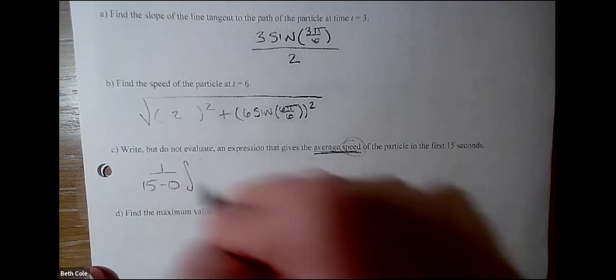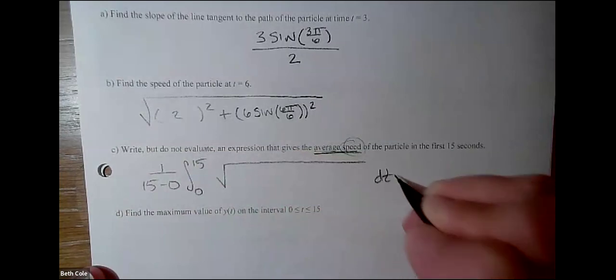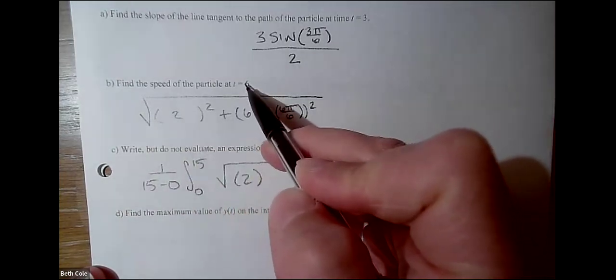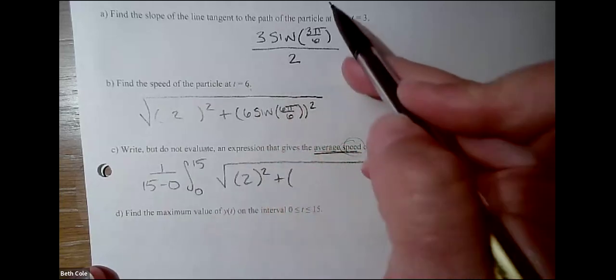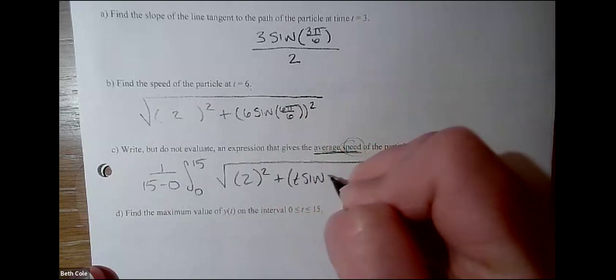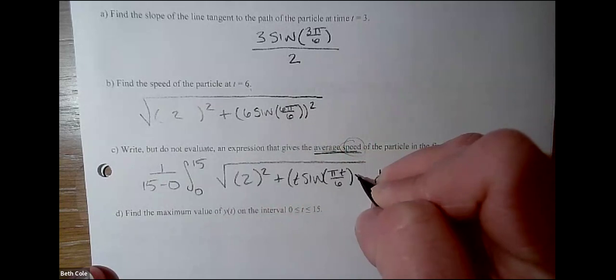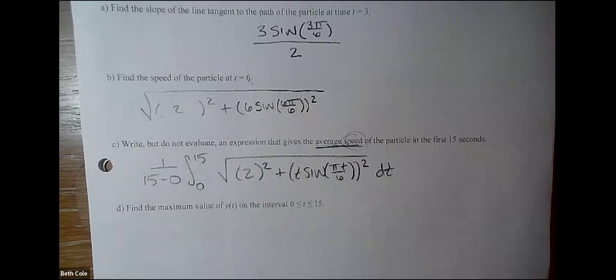So we're going to have 1 over 15 minus 0, 0 to 15, and then it's literally what you just did. But you don't want to plug in any number. Like this was at time 6. We don't want to do that here. So we're just going to leave it t sine of pi t over 6. And then again, counting my parentheses there. Don't forget the squared. That's why I like to set it up blank. You see how I was like, how many parentheses do I need here? If you set it up blank first, then you don't run into that issue.